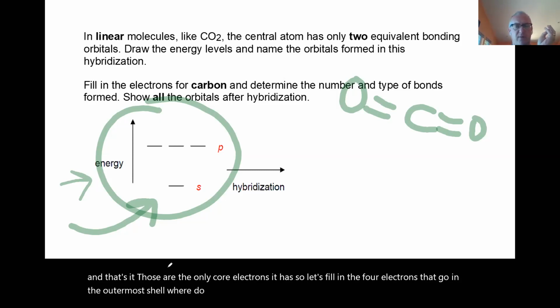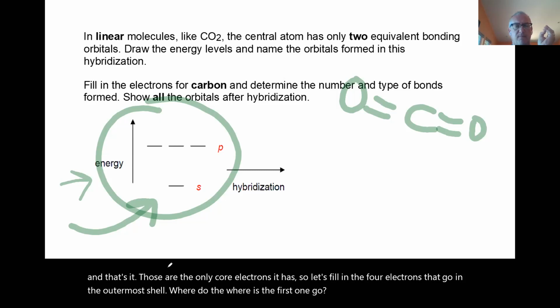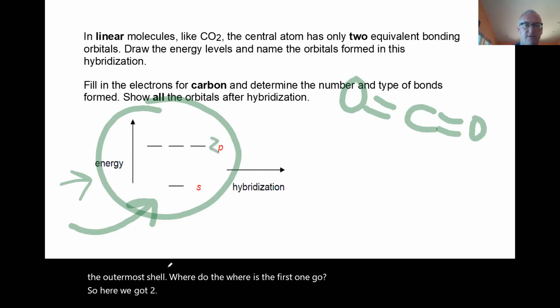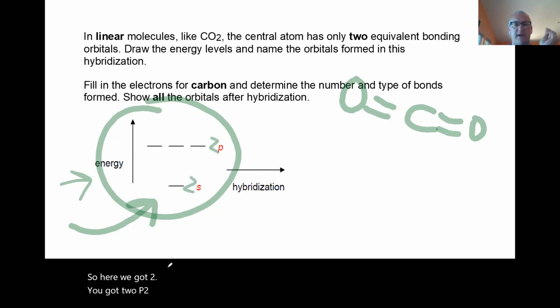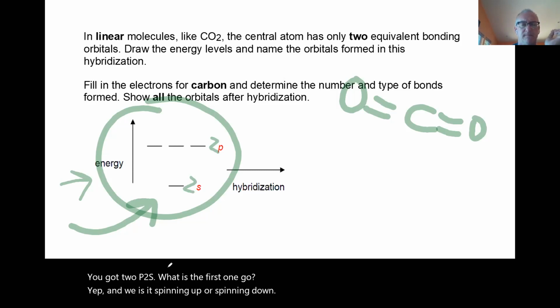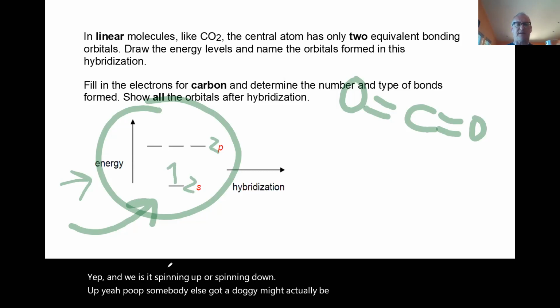Where's the first one go? So here we've got 2p and 2s. Where does the first one go? s. Yep. And is it spinning up or spinning down? Up. So there's the first one.